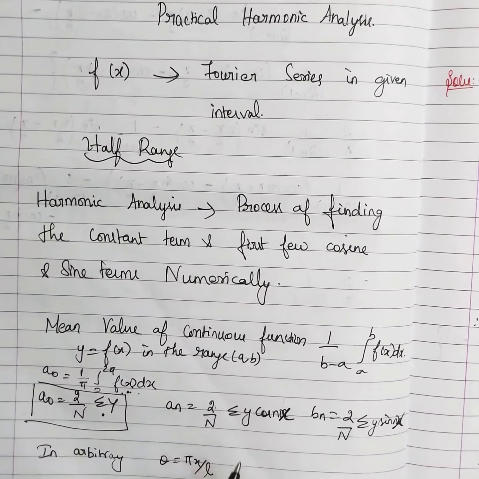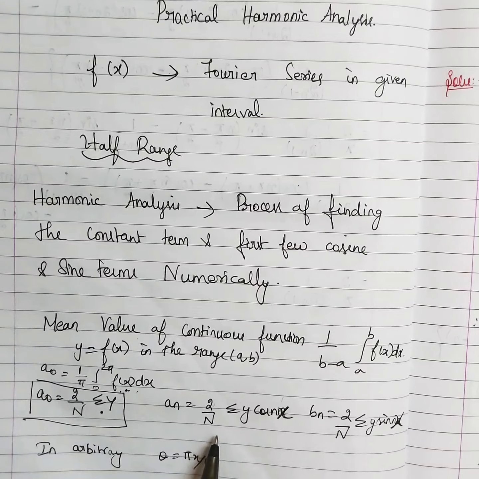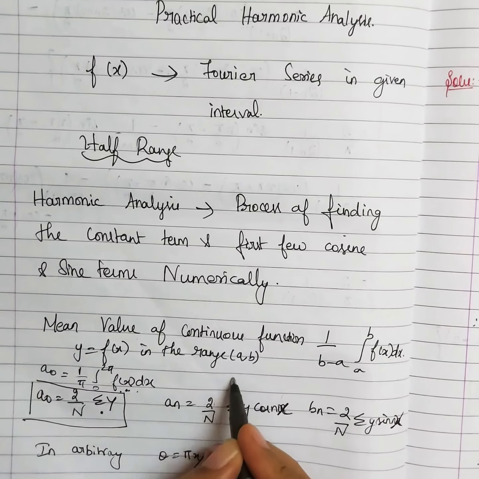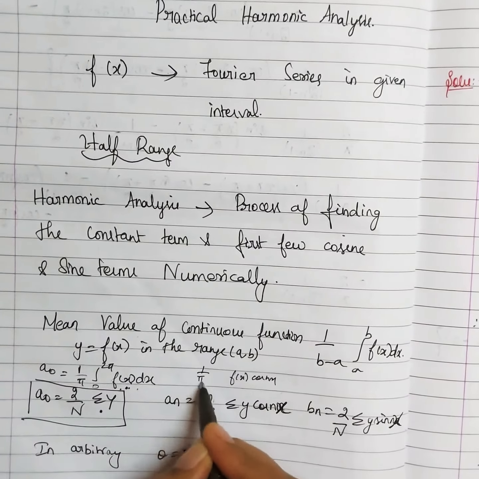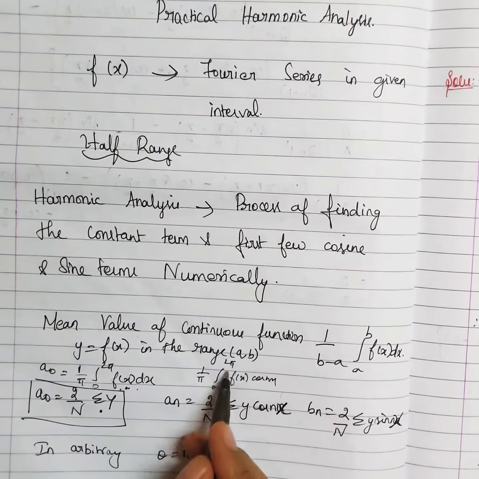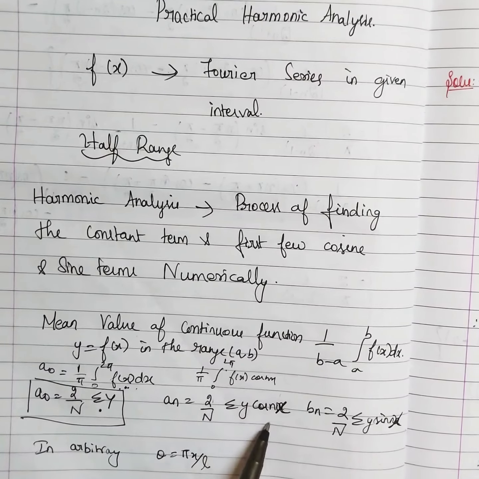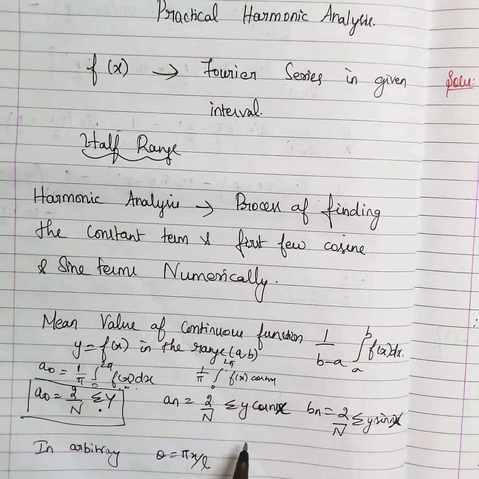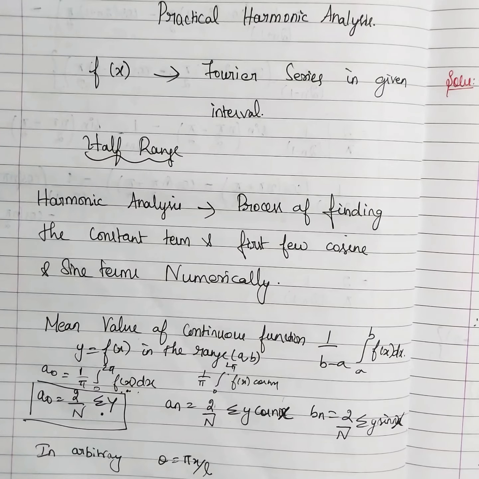Now you can guess. In an formula, what we will have? 1 by pi f of x cos nx. If you remember, f of x cos nx 1 by pi integral 0 to 2 pi. Integral changes to summation. F of x is nothing but y. Cos nx we have written as it is, 2 by n. Same way bn is equal to 2 by n summation y sin nx.